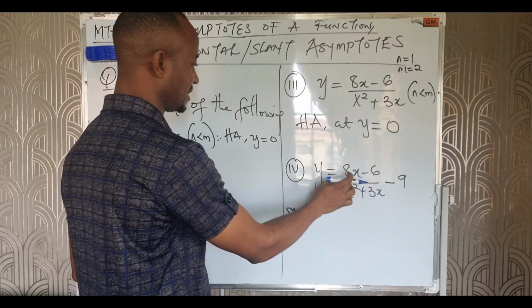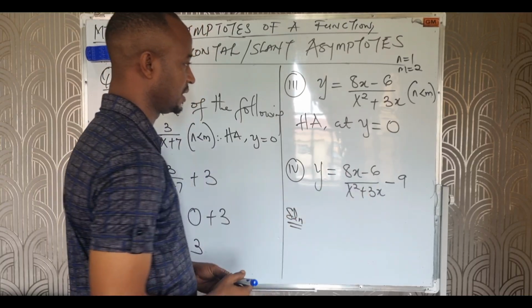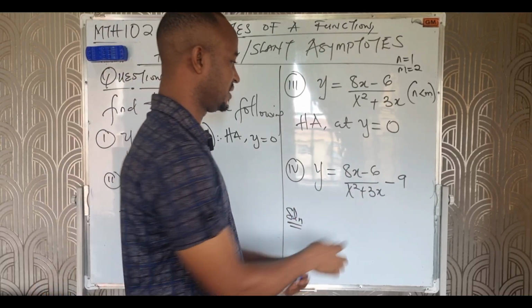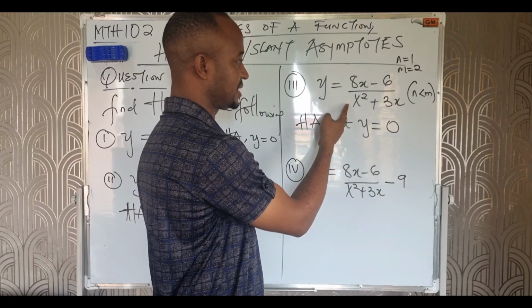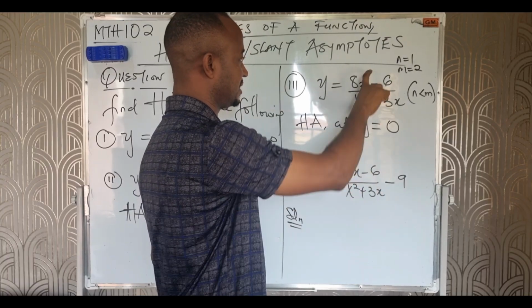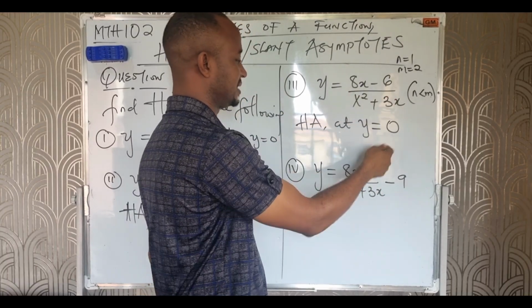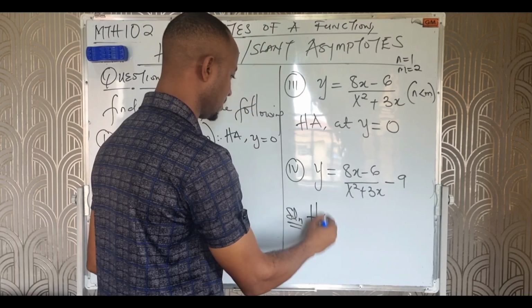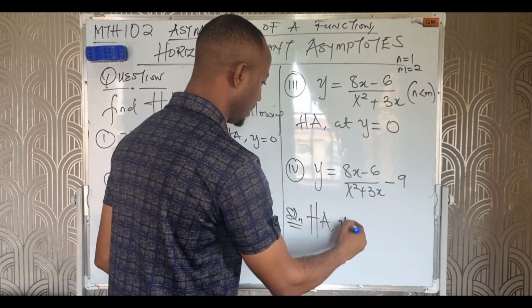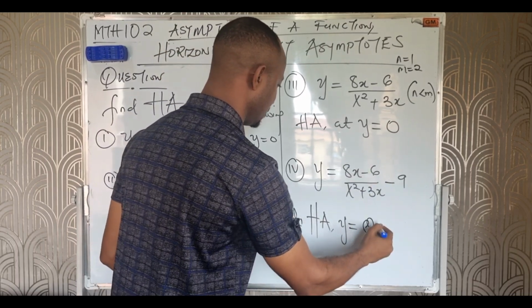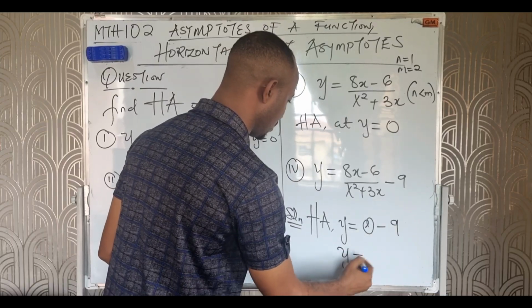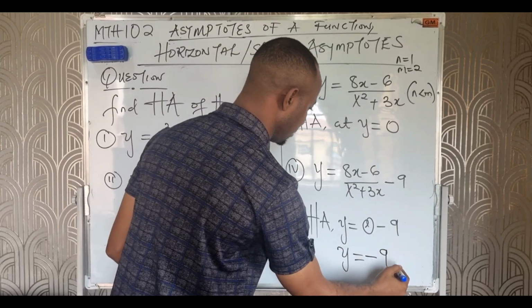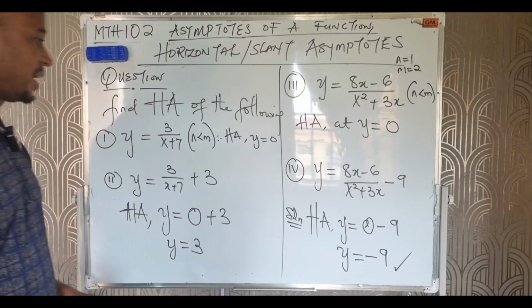If we are given y equals (8x minus 6) divided by (s squared plus 3s), the whole of this here is the same thing as this, right? This and this are the same. So the value we got here is 0. That means our HA for this question occurs at y equals 0 minus 9. Our HA occurs at y equals minus 9. Please take note of this. Y equals minus 9.